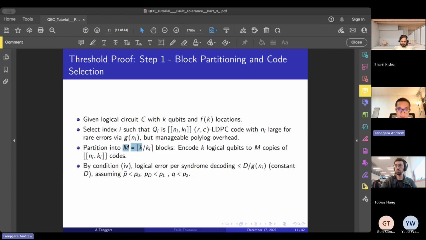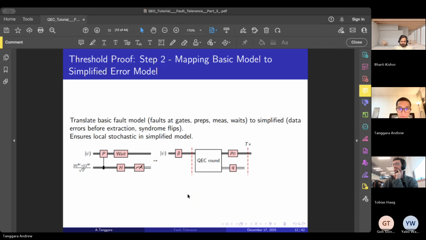So the point on this slide is that I want to partition my code. If I have k qubits in my original circuit, then I want to partition them into different blocks of LDPC codes. We start with this local stochastic model, and I think we went through part of this last week. We want to map the local stochastic model to the simplified model, to this P tilde, PD, and Q.